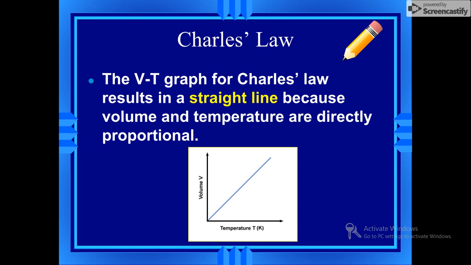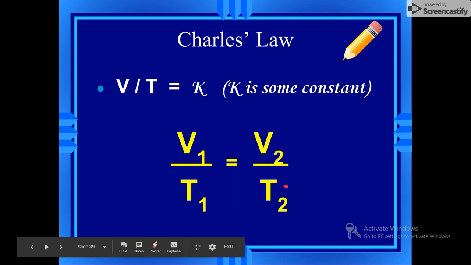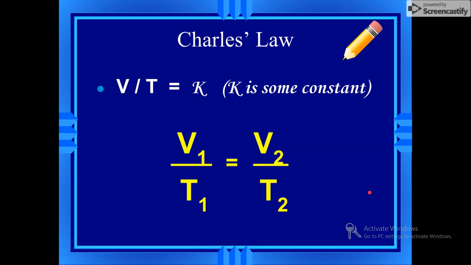So once again, because our temperature and our volume are directly related, we see on this graph here that as our volume is increasing, so is our temperature. So that's why you have this graph right here. So this is our equation for Charles' law. We have V1 over T1 is going to equal V2 over T2.